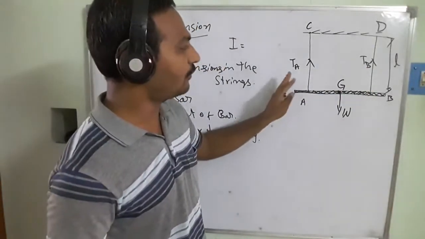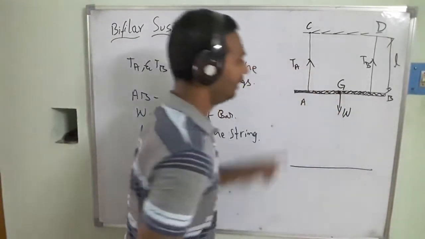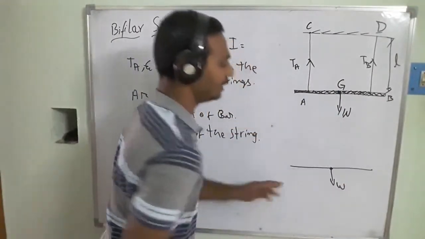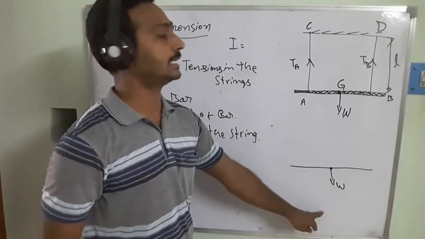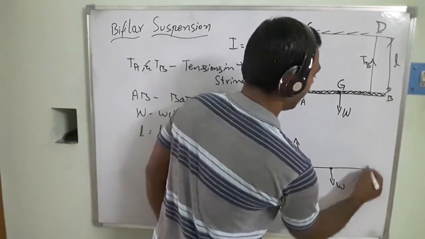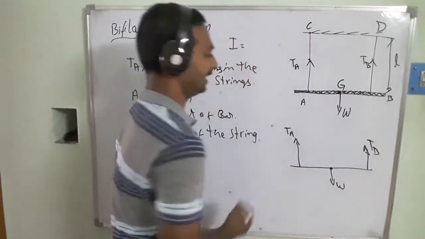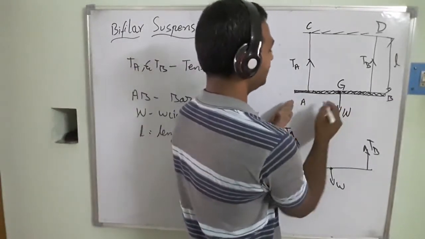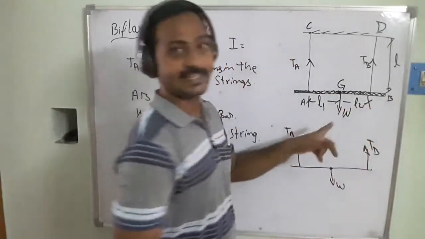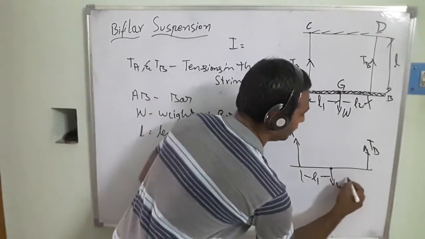If I draw the free body diagram for this case, I consider the bar AB. The weight of the bar acts vertically in the downward direction at the center. The string tensions act in the vertical direction, TB and TA. Assume the distance between point A and G is L1, and the distance between G and B is L2. The same distances are marked here as L1 and L2.